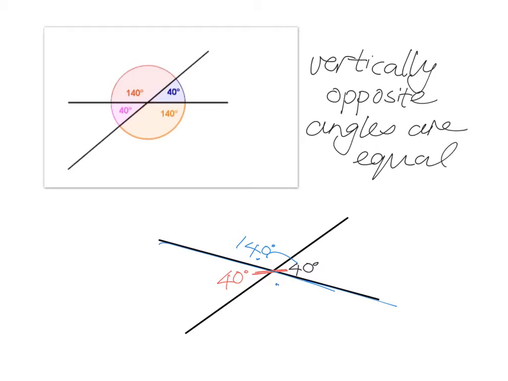And then this little angle over here, I can do it in two ways. I can say it's vertically opposite that 140, so it's equal. Or if I wanted to, I could have done it as adjacent to the 40, so adding up to 180, or adjacent to that 40, adding up to 180. Whichever way: 140, 140, 40, 40. So we can work out angles using this idea of vertically opposite.